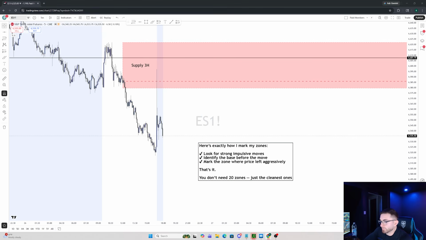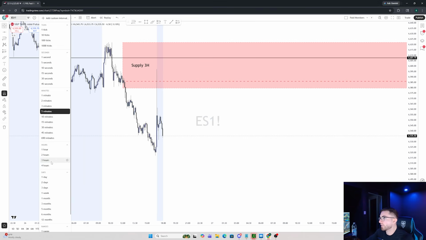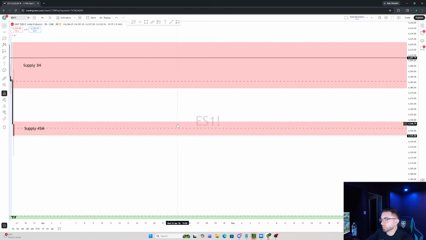Now, I do want to emphasize this. Focus on higher time frame zones first, and then you refine your entries on the lower time frame. The time frames that I plot these levels are the 30-minute, the 45-minute, the hour, 2-hour, 3-hour, and the 4-hour. I do not plot supply and demand on anything lower than a 30-minute time frame. So let's go ahead, let's zoom out, and let's find some of these supply and demand zones.